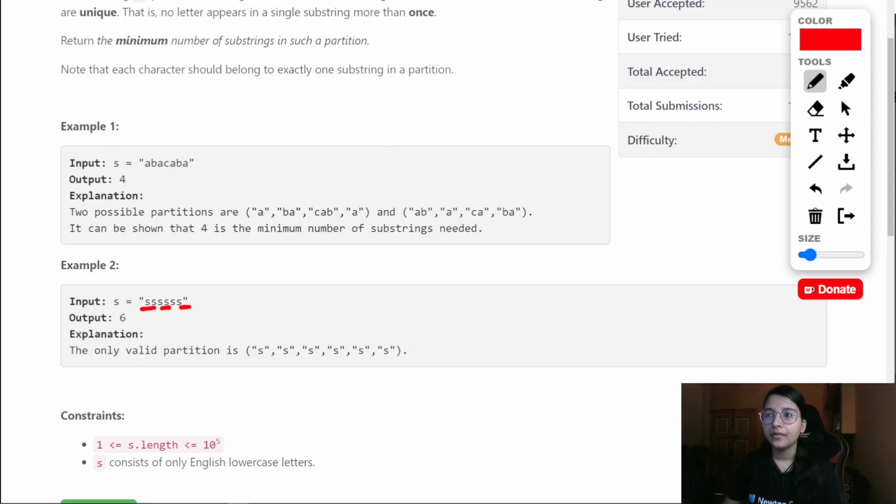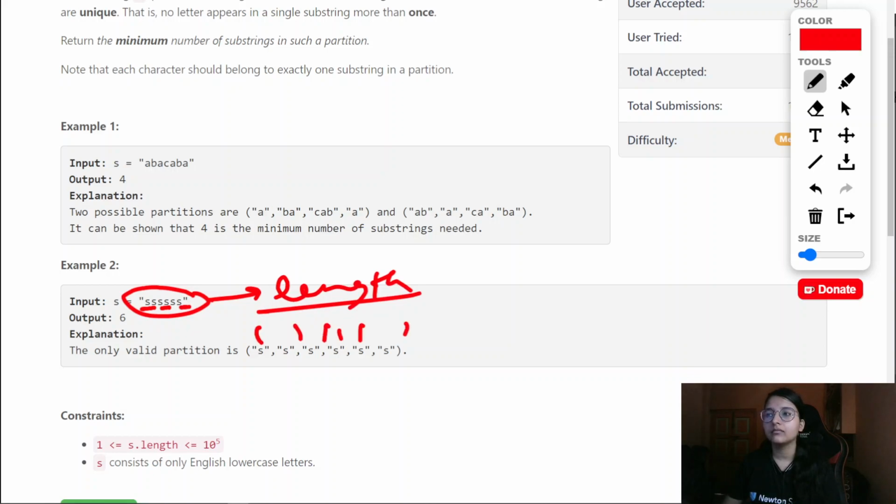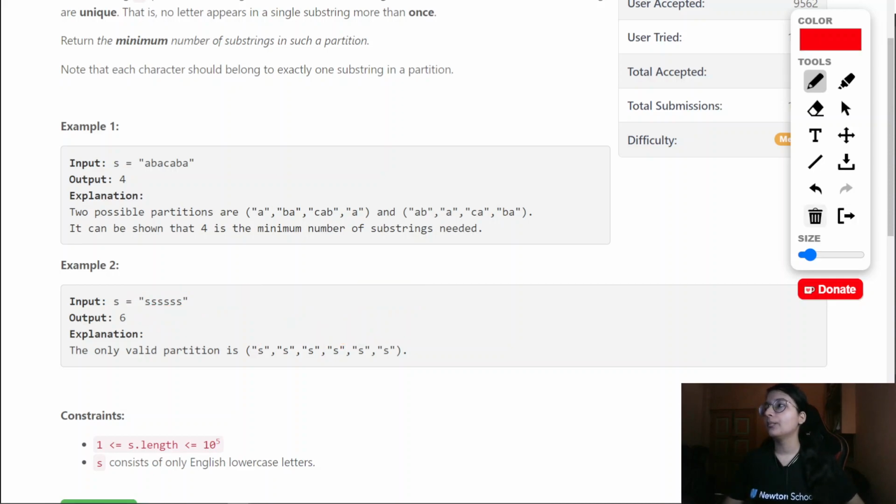So that's why when all of the characters are equal, we would be taking the length of that particular string. Basically we will have this many substrings. So that's the criteria here. Now comes the next part, how we are required to think about the solution.